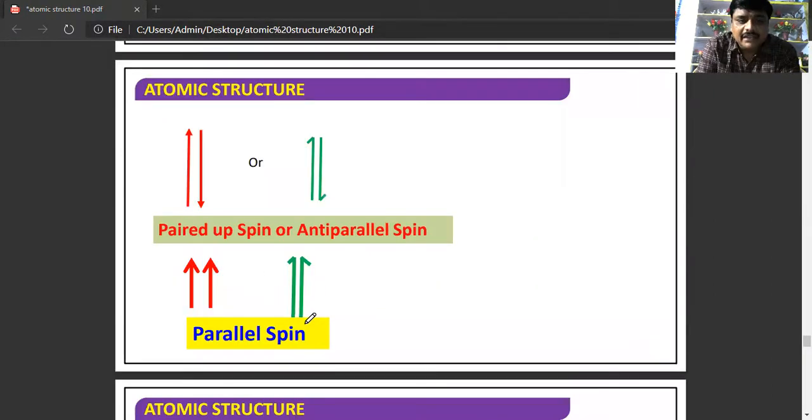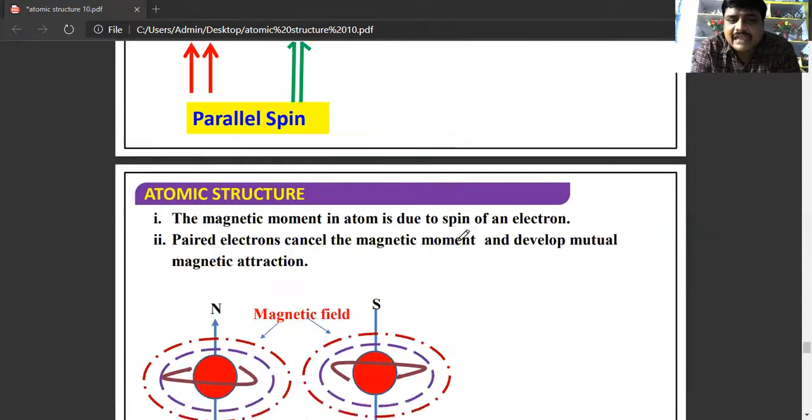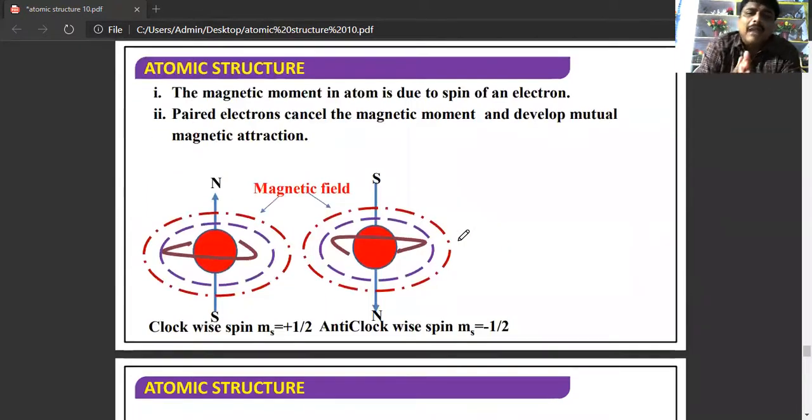There are two types of spins: one is parallel spin and the other is anti-parallel spin. Parallel spins means the spins of electrons are in the same direction. If they are in opposite directions, they are known as anti-parallel spins. The magnetic moment in an atom is developed due to the spin of electrons. The paired electrons cancel the magnetic moment and develop mutual magnetic attraction.